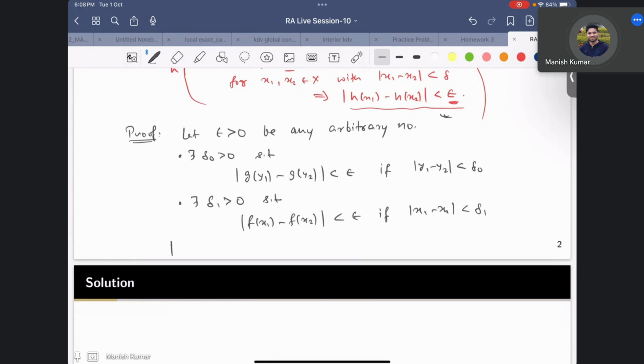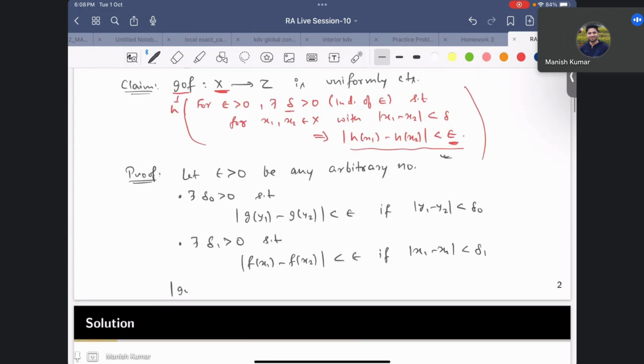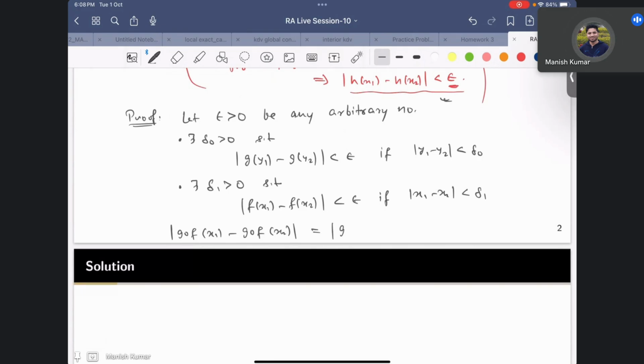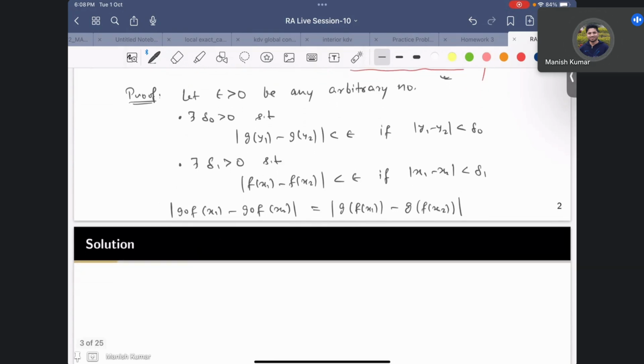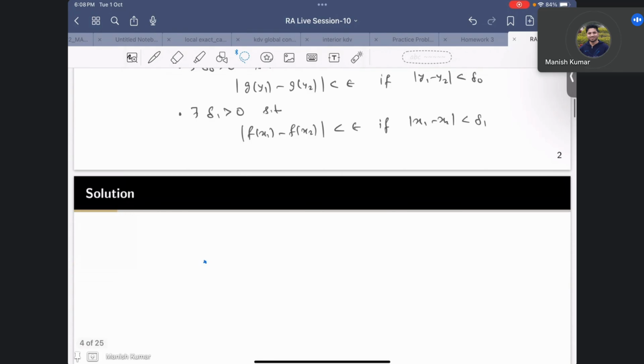So now let us look at this g composed f. So g composed f at x1 minus g composed f at x2. What is this? This is nothing but g of f(x1) minus g of f(x2), correct? Now what we can do is, let me write it this way maybe. So I'll choose x1, x2 close. Okay, so let me start from here.